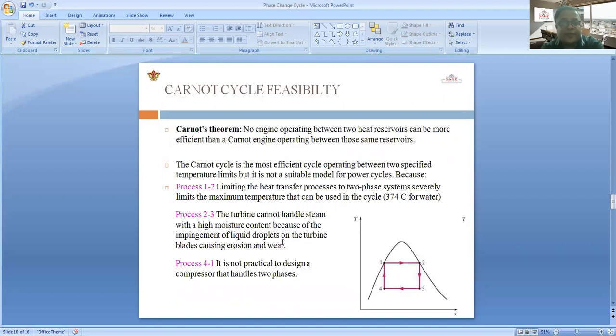Carnot cycle feasibility. Carnot's theorem: no engine operating between two thermal or heat reservoirs can be more efficient than the Carnot engine operating between those same reservoirs. That is Carnot's theorem. The Carnot cycle is the most efficient cycle operating between two specified temperature limits, but it is not a suitable model for a power cycle because of process 1 to 2 limiting the heat transfer process. In process 2 to 3, the turbine cannot handle steam with a high moisture content. And for process 4 to 1, it is not practical to design a compressor that handles two phases. These are the Carnot cycle feasibilities.